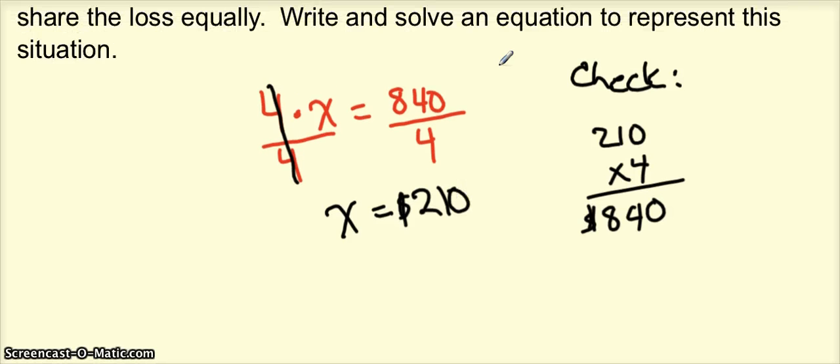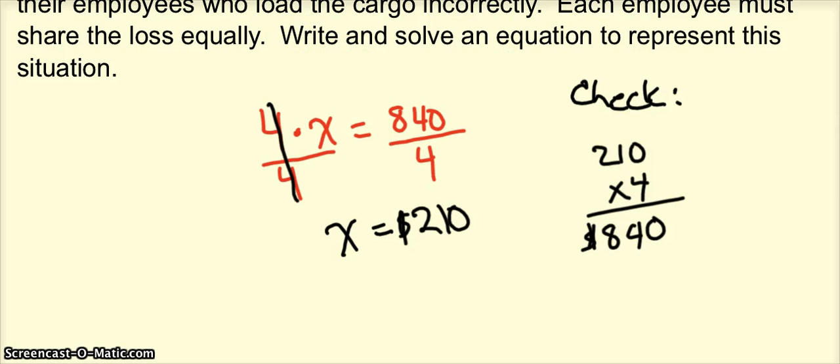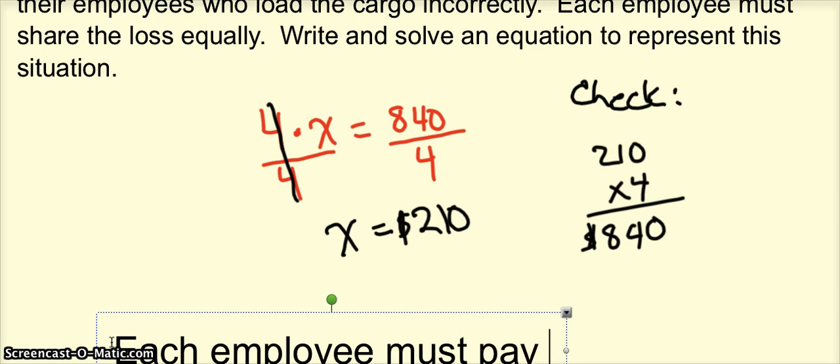And so each employee must pay $210. And of course, since I am doing a word problem, I'll go ahead and state that in sentence form. Each employee must pay $210.